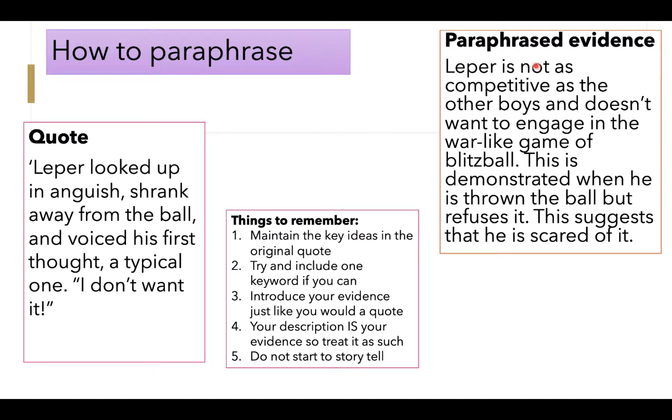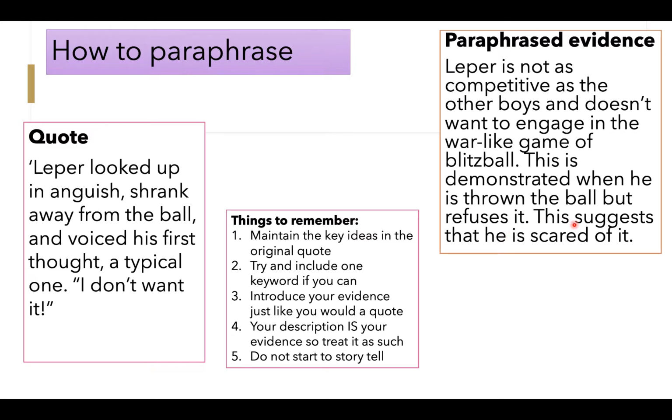And I'm introducing it just like I would a regular quotation. Leper is not as competitive as the other boys and doesn't want to engage in the warlike game of blitzball. So this is completely introduced. I'm telling you who it's about, what's happening. This is demonstrated when he's thrown the ball but refuses it. That's it. That's my evidence. He's thrown the ball but he refuses it. Notice that I don't have any language from the original because I couldn't remember, but that's absolutely fine because I've summed up the key ideas. It's the base meaning in that quotation.